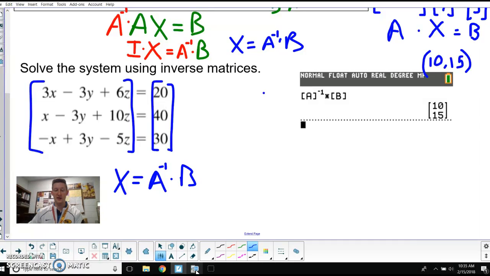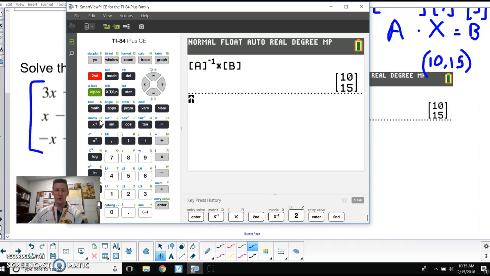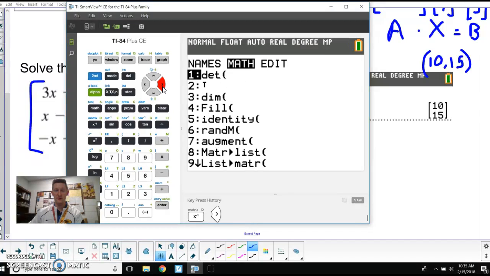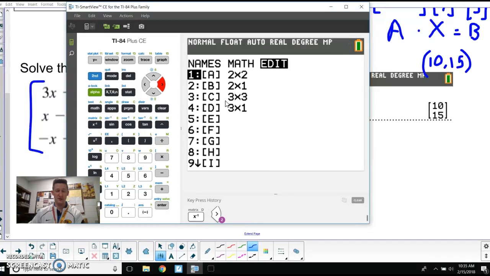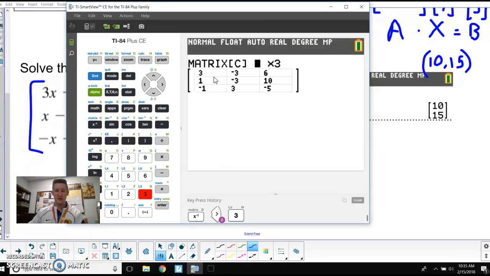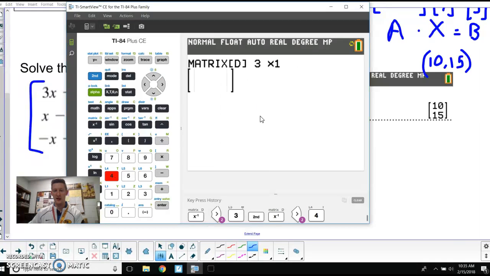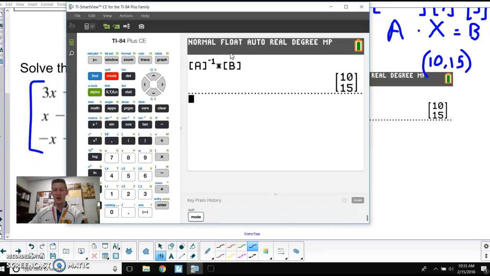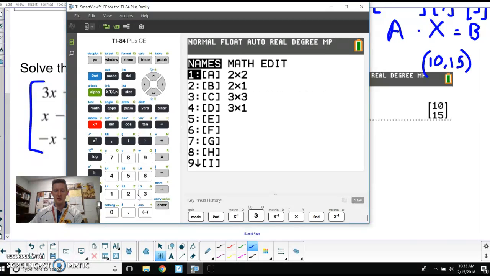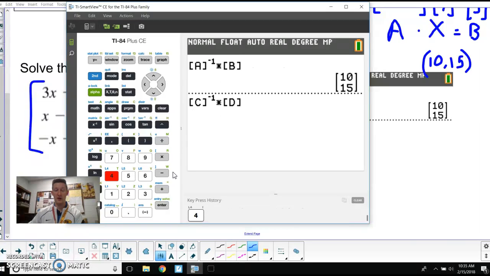Because I did this ahead of time, I put these matrices in as matrix C and matrix D. Notice 3 by 3 and 3 by 1. Matrix C was my coefficient matrix, and matrix D was my constant matrix: 20, 40, 30. So it makes a difference, because I'm not going to do A inverse times B. I'm going to do, on my calculator, C inverse times D, a 3 by 3 times a 3 by 1.